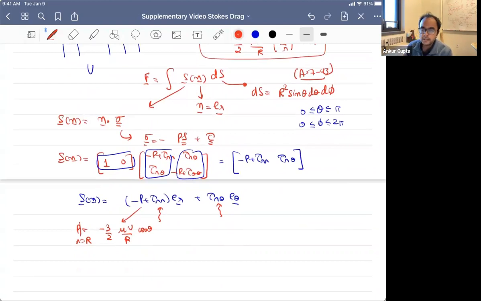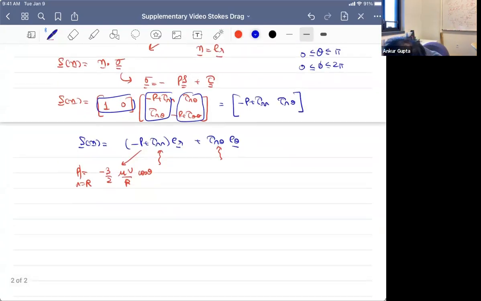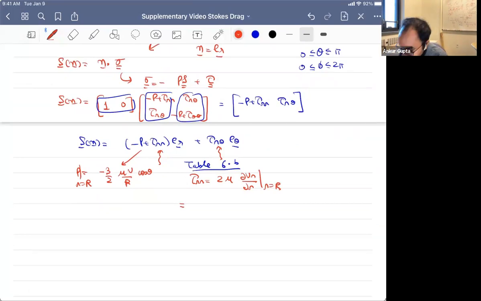And how will we do that? Whenever you get these variables, just look in the formula in the table in the book for tau RR. The table in the book is, let me make sure I get it right, table 6.6. And that tells us that tau RR is 2 mu del V R by del R at R equal to capital R. Okay, so that's the first thing. So that's the viscous stress at the surface.